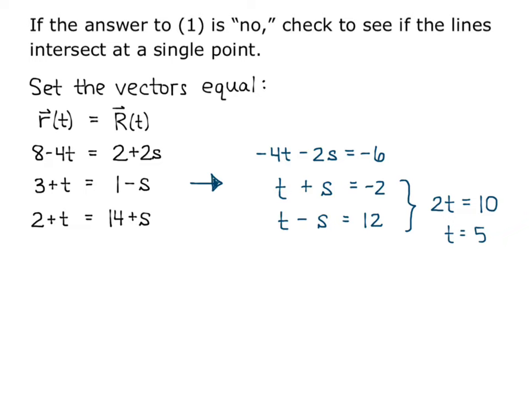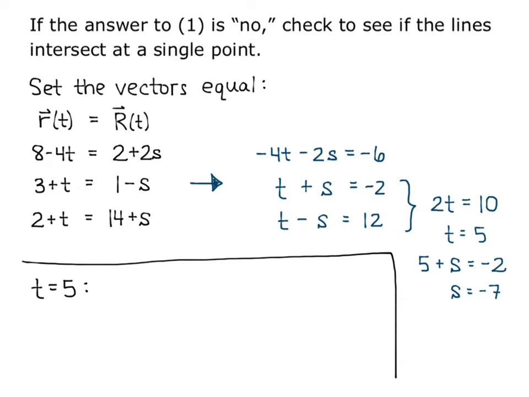So I have a t value. Now I'm going to plug it in to one of the equations in order to solve for s. So I'm going to plug it into the middle equation. t plus s equals negative 2. So 5 plus s equals negative 2. So s equals negative 7. Now, the problem with this is I haven't used the first equation at all in my solution process. And so I have to actually check to make sure that this gives me an equal point for each of the lines.